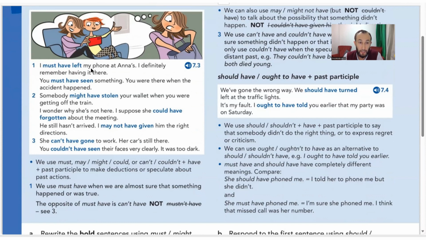Like, I must have left my phone at Anna's. I definitely remember having it there. You must have seen something. Look, you must have seen something. You were there when the accident happened.